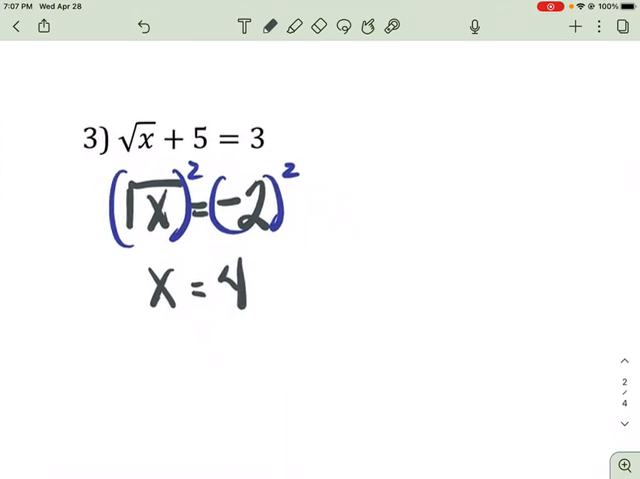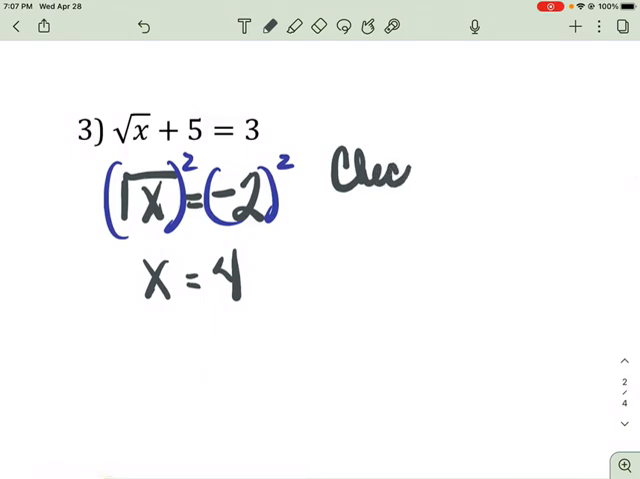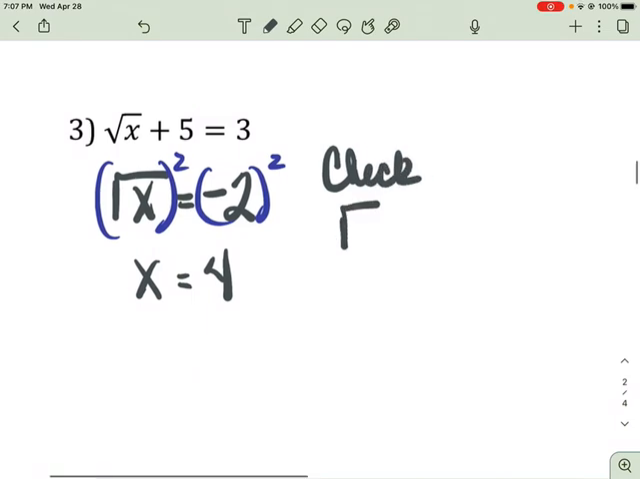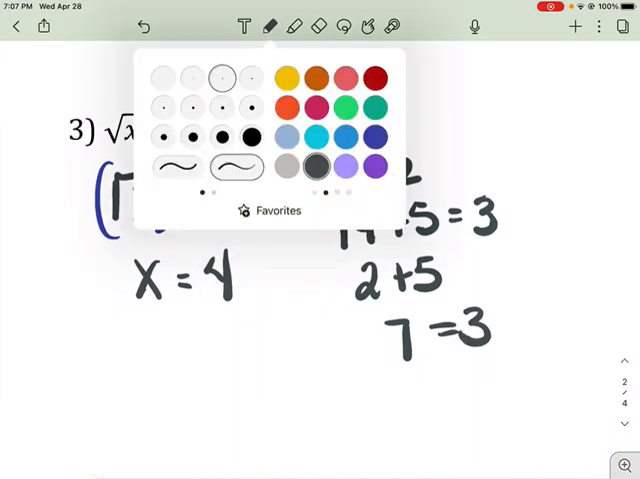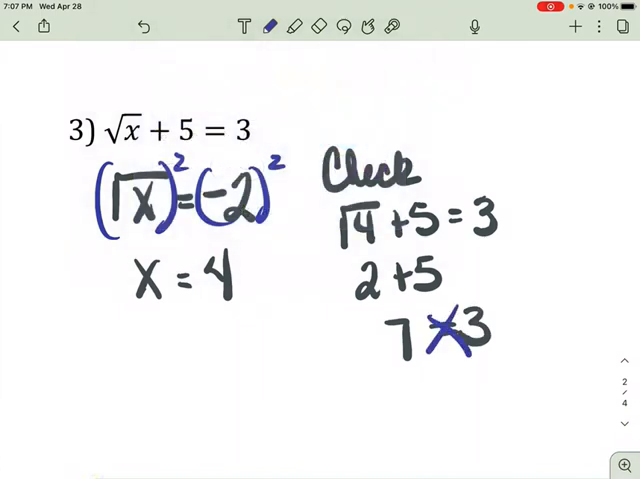So now I'm going to check my answer. Always check your answers. So the square root of 4 plus 5 is equal to 3? I don't think that's true. 2 plus 5, that's 7. That definitely does not equal 3. So this particular problem has no solution.